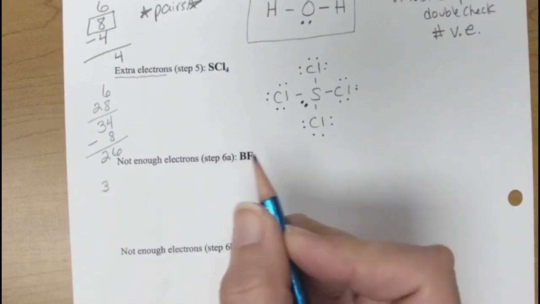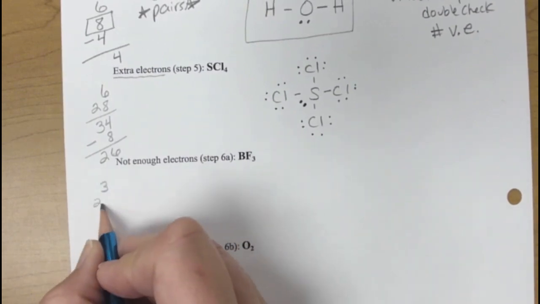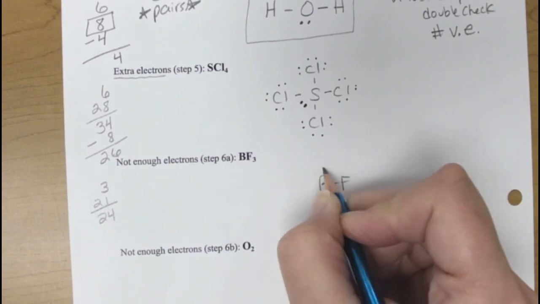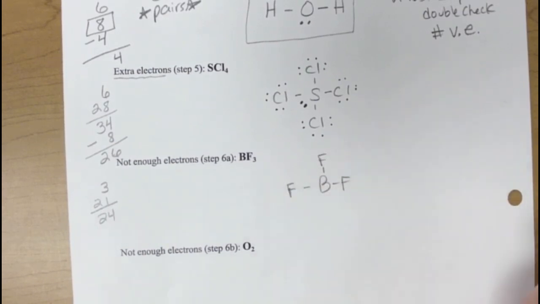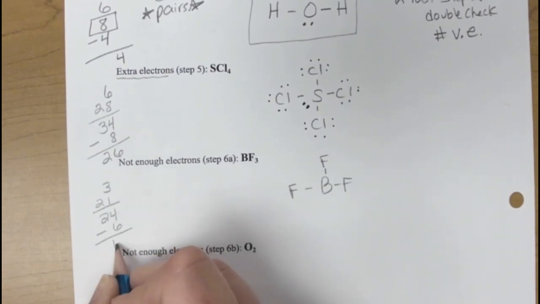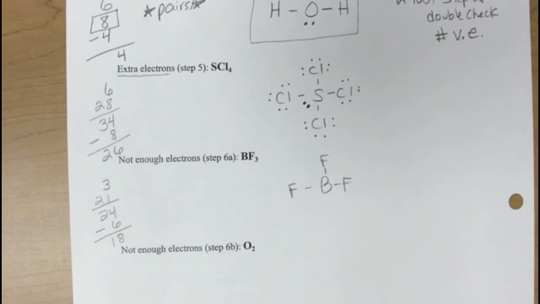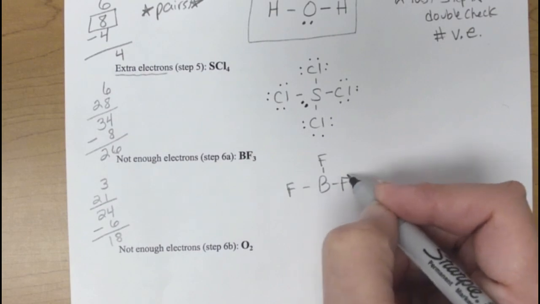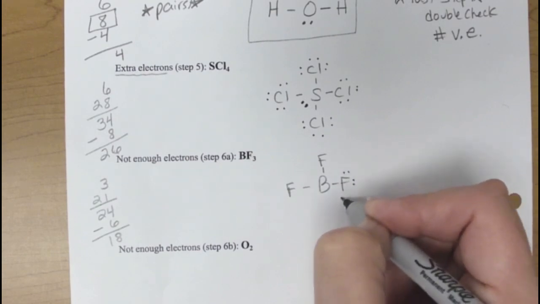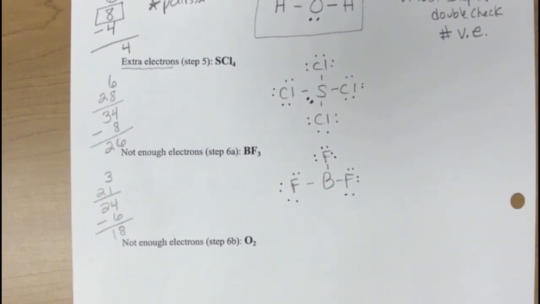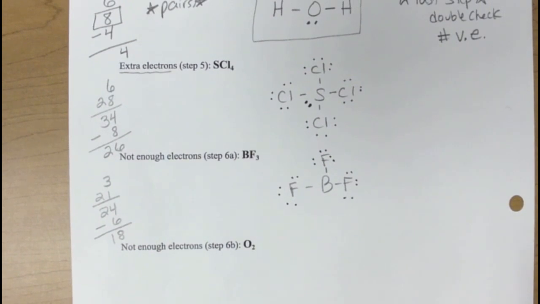On this next one, what if we don't have enough electrons? Boron has 3, fluorine has 7 times 3 is 21, so we have 24 valence electrons. We'll draw our skeleton structure. We've used up 6, so we have 18 remaining. Fluorine needs 6 more, so we're going to put 1, 2, 3, 4, 5, 6. Same over here. Same over here. And it appears that boron is not happy because it only has 6.